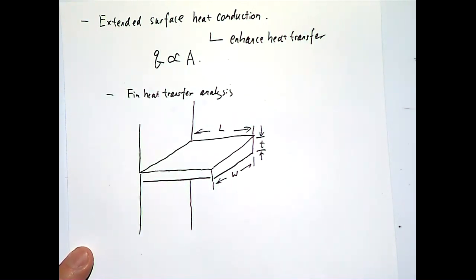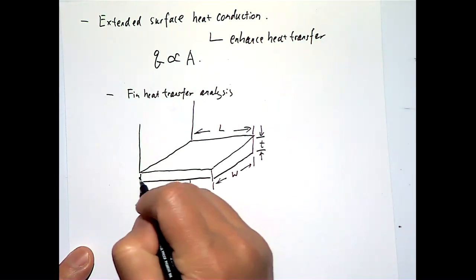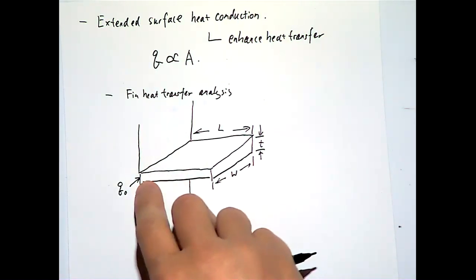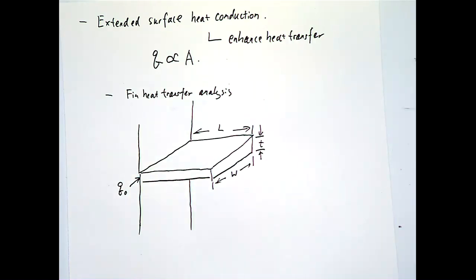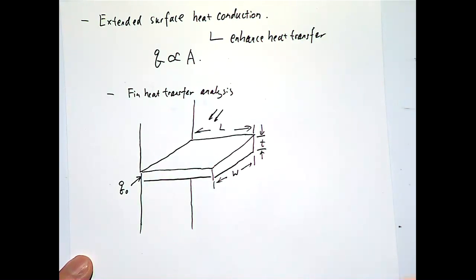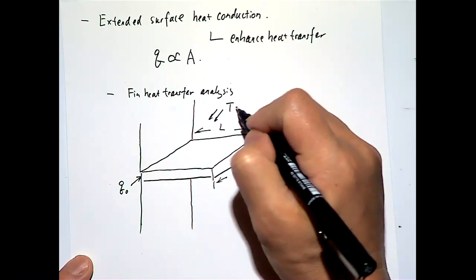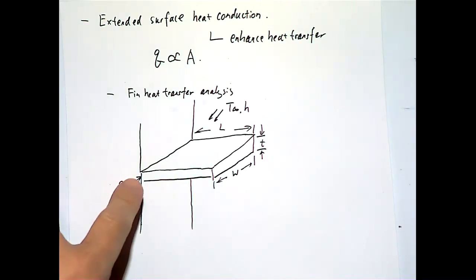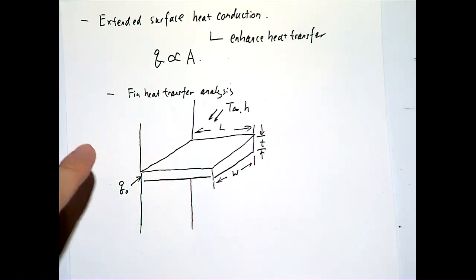Right. So for the fin, the parameter we evaluate is how much heat it can dissipate from the base. That one we call Q0. That's the heat that is being conducted through the base, and then later either transferred, dumped to the air, or transferred along the fin length. Right? So we have convection happening, because it's exposed either to air or water or liquid. So let's say T infinity and heat transfer coefficient h. I should mention that fin heat transfer always involves convection. It's always a multimode problem involving conduction and convection, right?